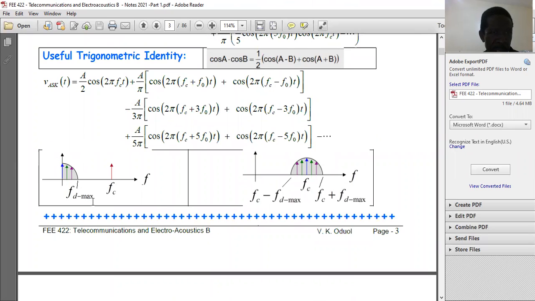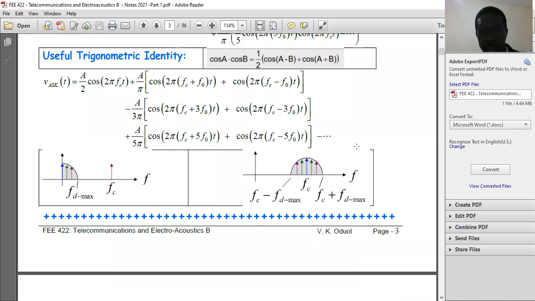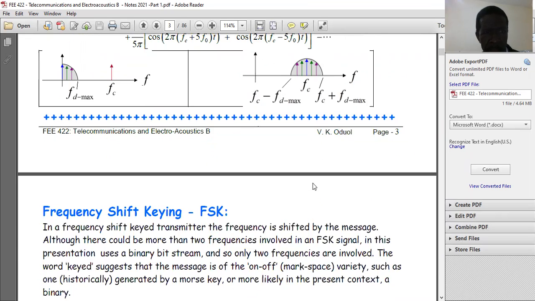So the setup is you have the data signal at low frequency here, and then the carrier. When you multiply the two, you're going to move to some band of frequencies around FC, as shown here. What we have in the intervening part here is the mathematical expression that shows how we arrive at what we're showing in the diagram here.